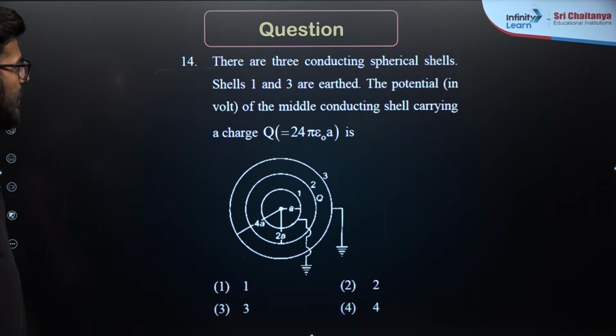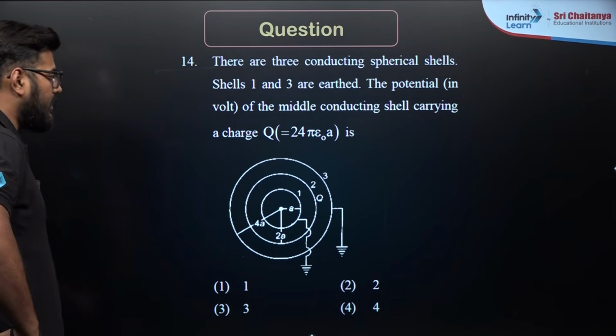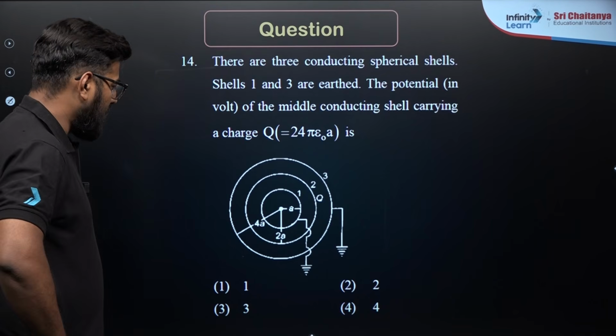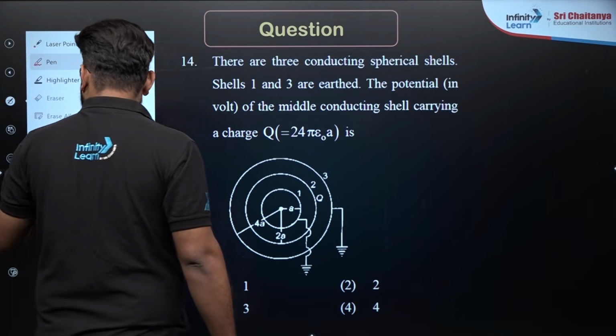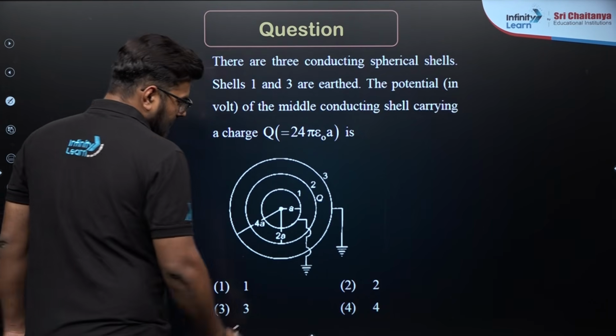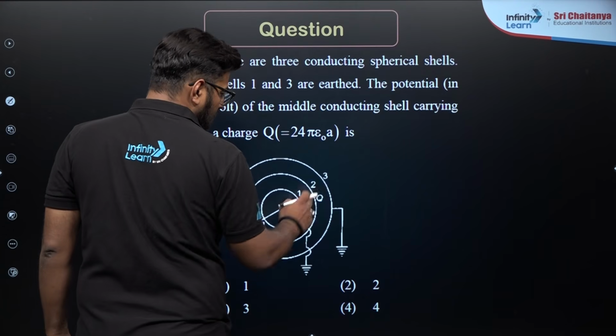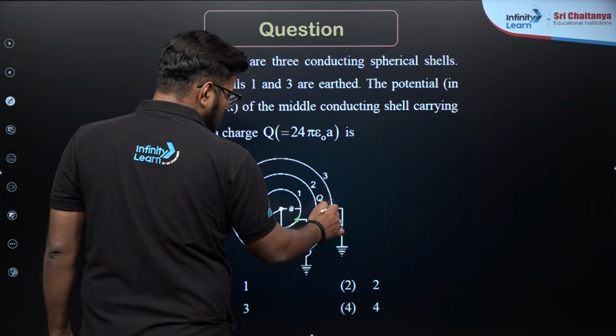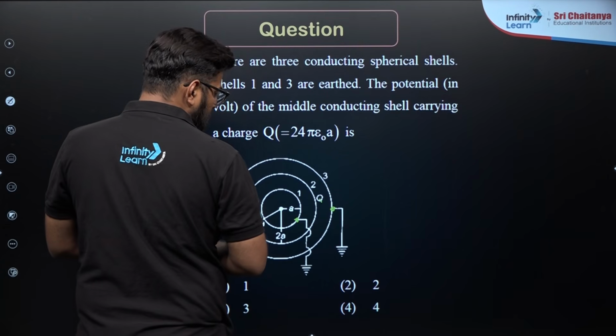There are 3 conducting spherical shells, shell 1 and 3 are earthed. The potential of the middle conducting shell carrying a charge Q. It is a bit time consuming question, but we can solve it. See, this is earth and there is charge Q over here. So ultimately the potential of this surface and this surface should be constant. I hope this is making sense.